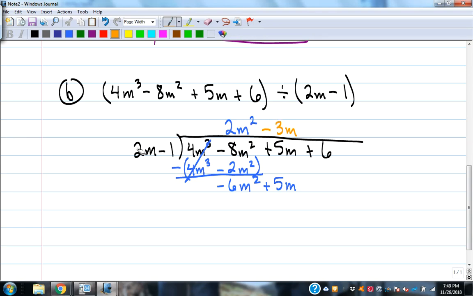So negative 3m times positive 2m is negative 6m squared. Again, it better match that front piece. If it doesn't, something's wrong. Okay? And then negative 3m times negative 1, positive 3m. Parentheses, subtract. Six m squareds go away. 5m minus 3m, 2m plus 6.